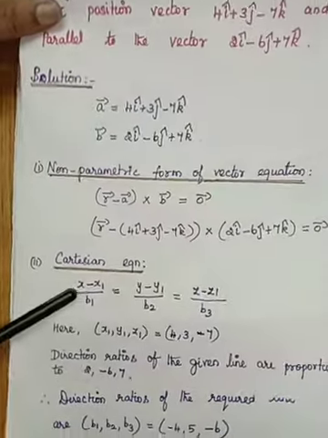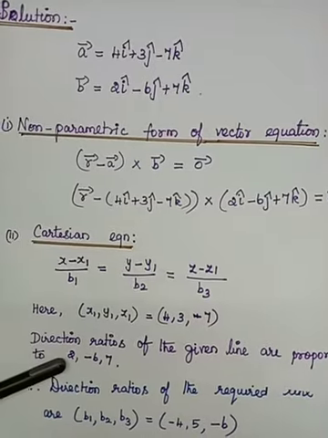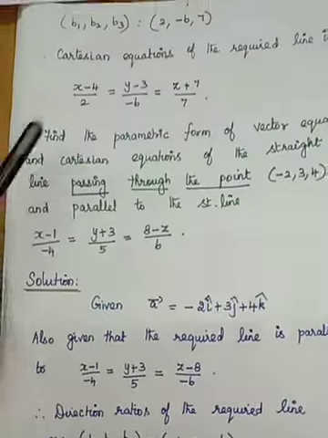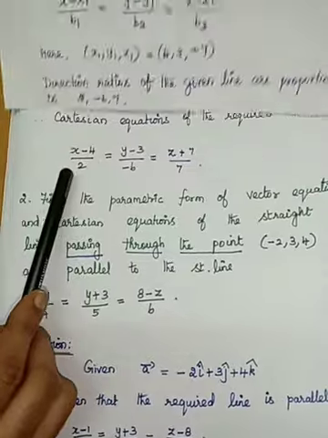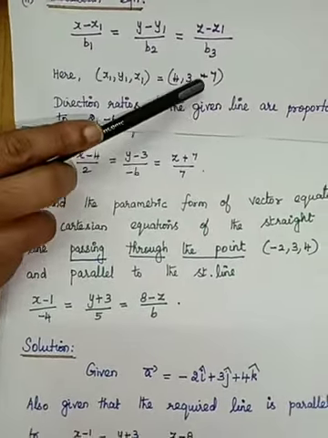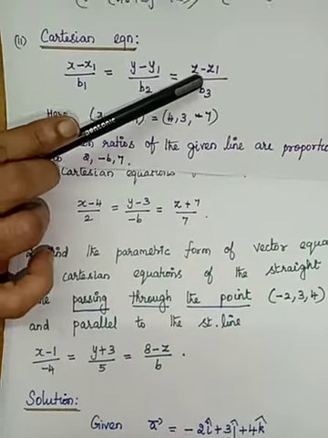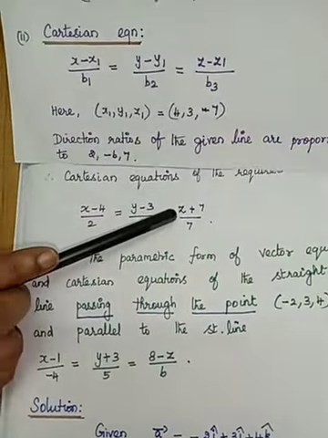So see that: x minus x1, which is 4, divided by b1, which is 2. So the first result is (x minus 4) by 2, is equal to (y minus y1), where y1 is 3, divided by b2, which is minus 6. So (y minus 3) by minus 6, which is equal to z minus z1, where z1 is minus 7. So z minus of minus 7 becomes z plus 7, divided by 7. So this is the Cartesian equation.